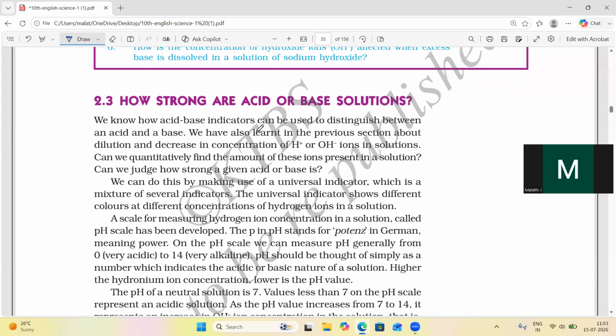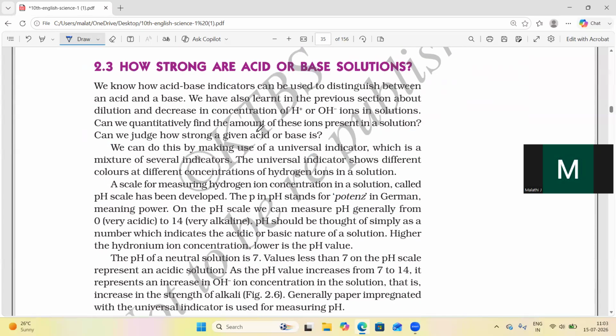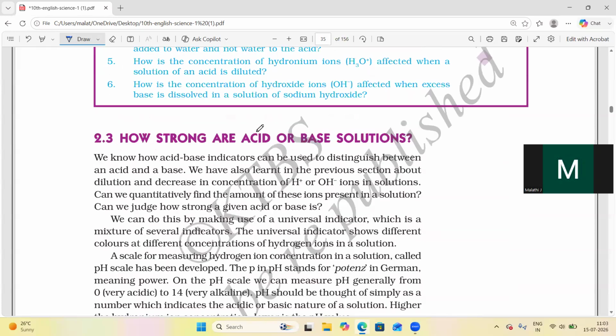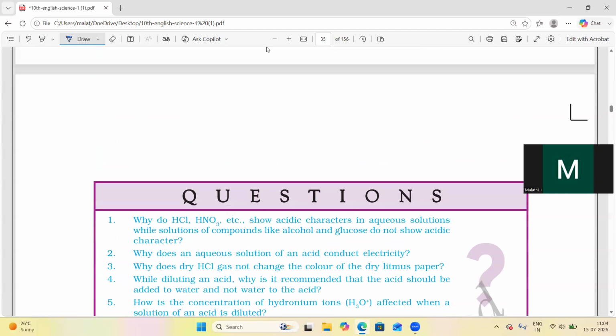How strong acid and base solutions are, we will see through pH values in the next class.